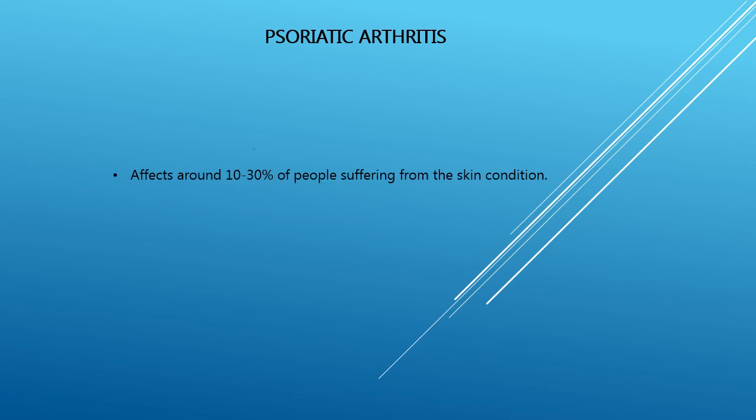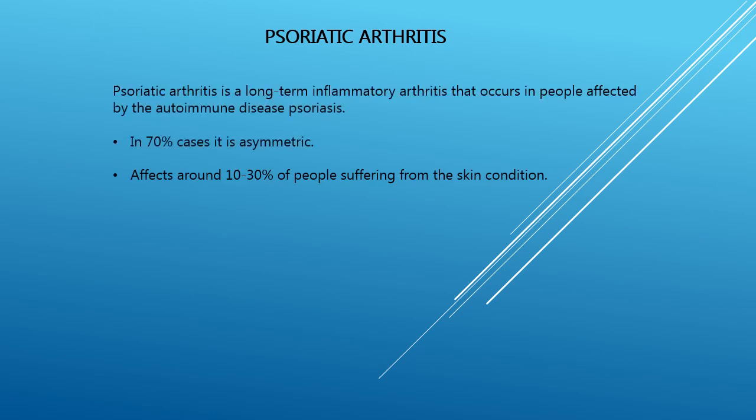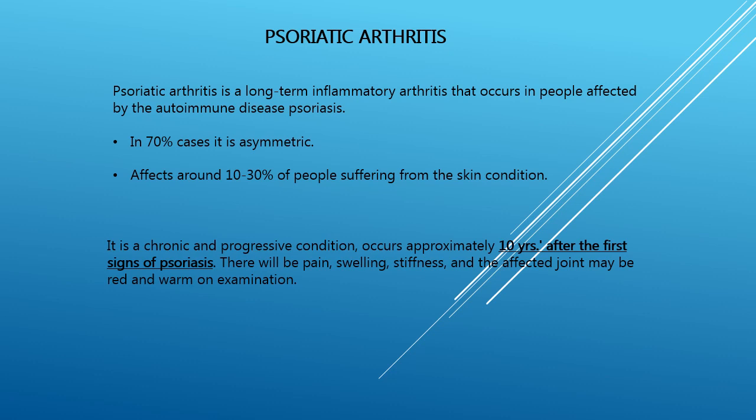First one, psoriatic arthritis. Psoriatic arthritis is a long-term inflammatory arthritis that occurs in people affected by the autoimmune disease psoriasis. In 70% of cases, psoriatic arthritis will be asymmetric, and it affects around 10 to 30% of the people who are suffering from psoriasis. In general, psoriatic arthritis is a chronic and progressive condition, occurring approximately 10 years after the first sign of psoriasis. There will be pain, swelling, stiffness, and the affected joint may be red and warm on examination.